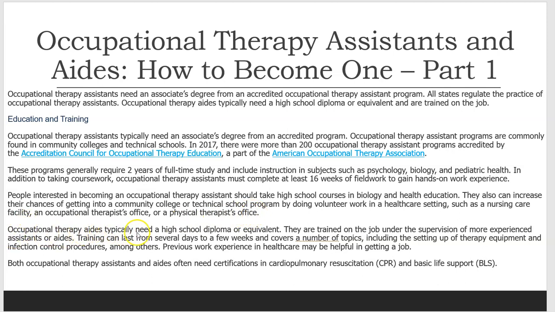Occupational therapy aides typically need a high school diploma or equivalent. They are trained on the job under the supervision of more experienced assistants or aides. Training can last from several days to a few weeks and covers a number of topics, including the setting up of therapy equipment and infection control procedures, among others. Previous work experience in healthcare may be helpful in getting a job. Both occupational therapy assistants and aides often need certifications in cardiopulmonary resuscitation, CPR, and basic life support, BLS.